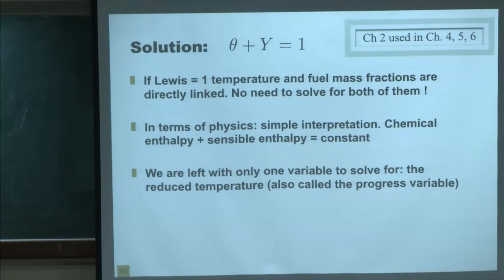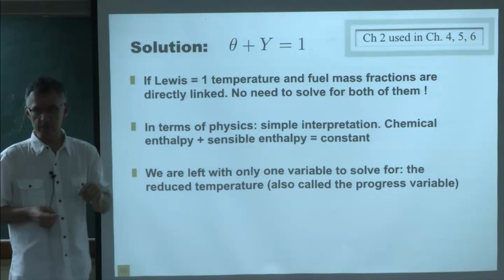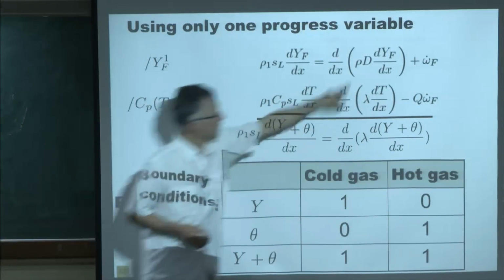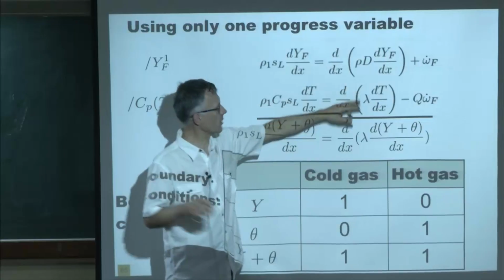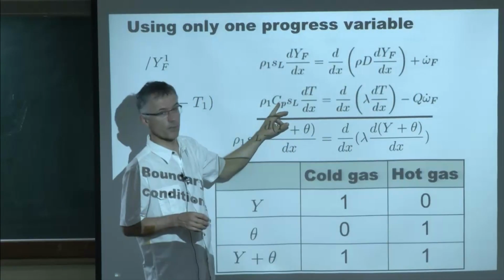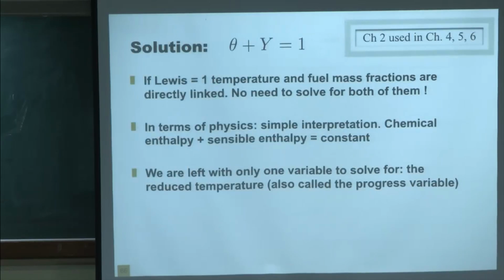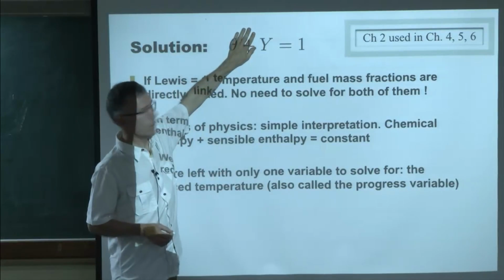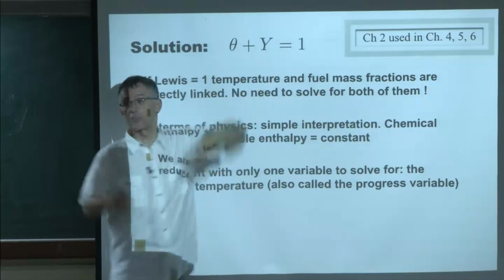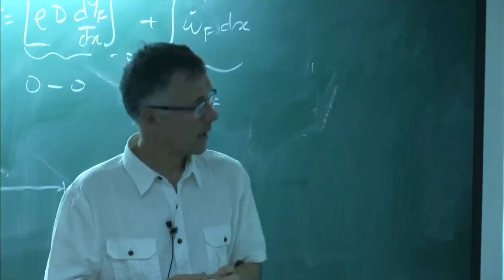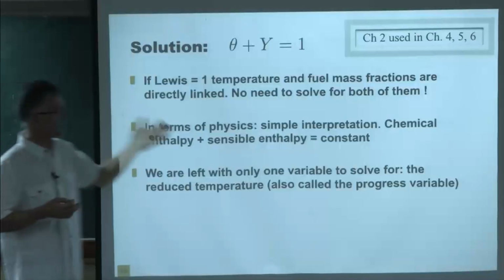And that really tells us something. It tells us that for this case, where we assume Lewis equal to unity, I forgot to tell you that to be able to combine these two equations, I had to use the simple approximation that ρD is equal to lambda over Cp. So if Lewis equals unity, you don't have two independent variables in the flame, you have only one. You can work with the fuel mass fraction, or you can work with the temperature, but it is the same variable. You don't have to worry about solving for the two. You can use only one. There's a simple interpretation to that.